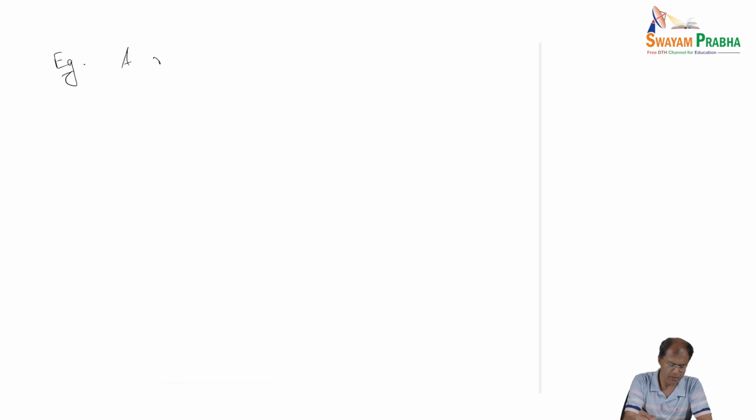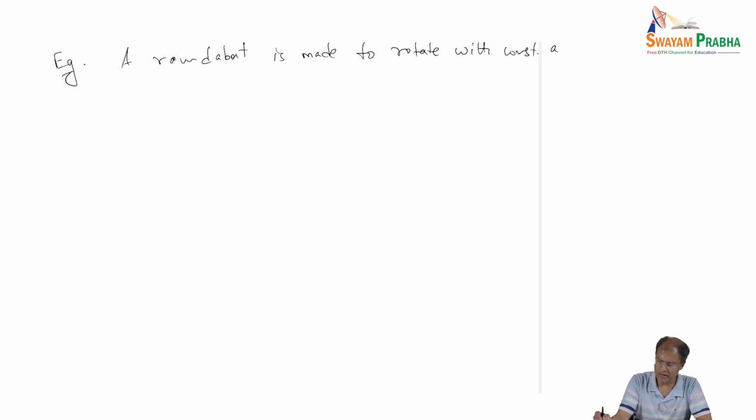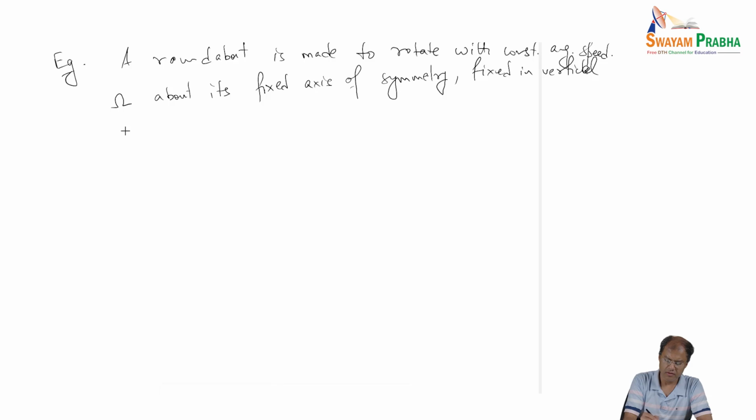So the problem says a roundabout is made to rotate with constant angular speed Omega about its fixed axis of symmetry, fixed in vertical position, with anti-clockwise rotation.